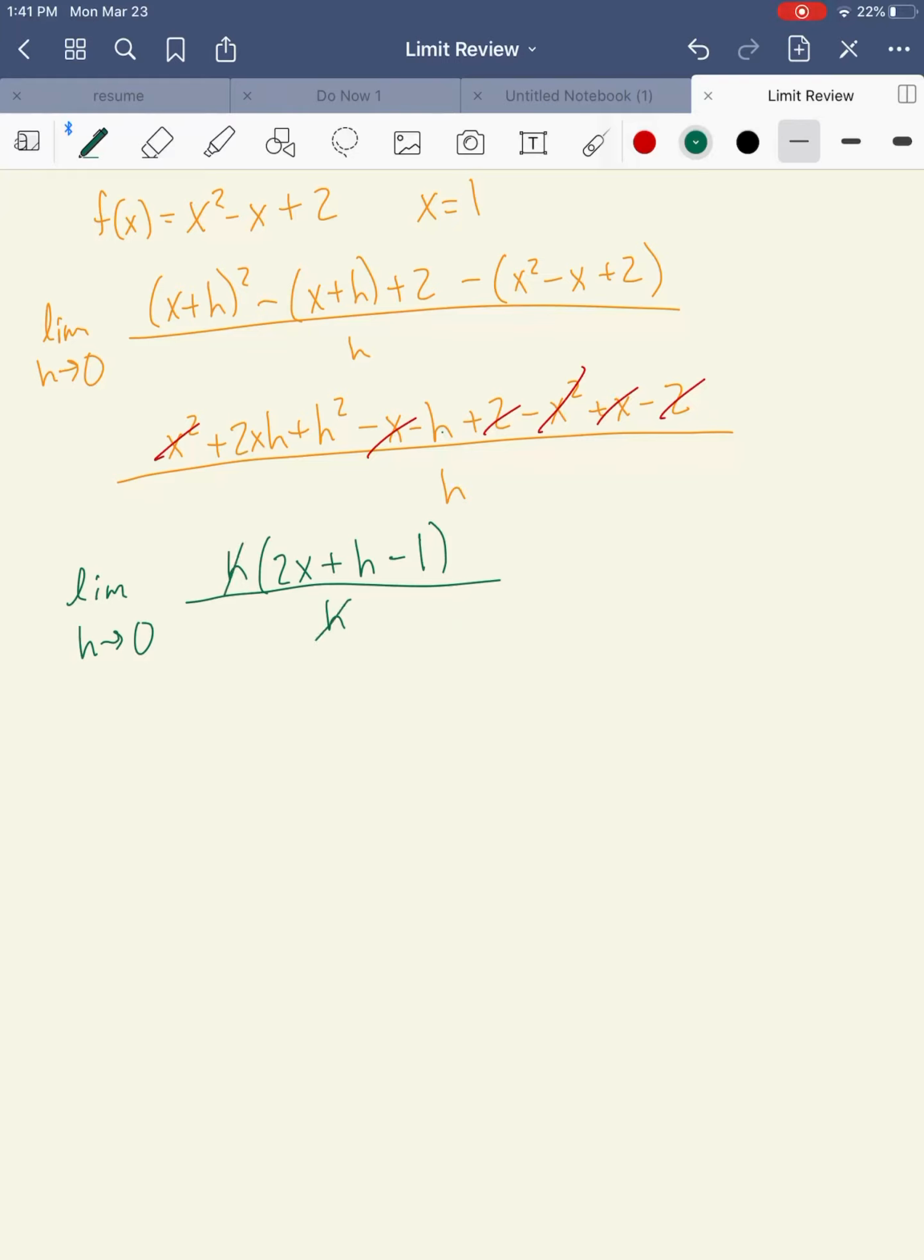All right, cancel out the h and then evaluate it at 0. So that's 2x plus 0 minus 1, which is just 2x minus 1. So the derivative is 2x minus 1. Let's find the gradient at x equals 1. So 2 times 1 minus 1 is 1. So our slope or gradient at x equals 1 is 1.